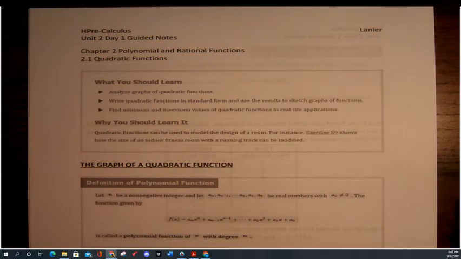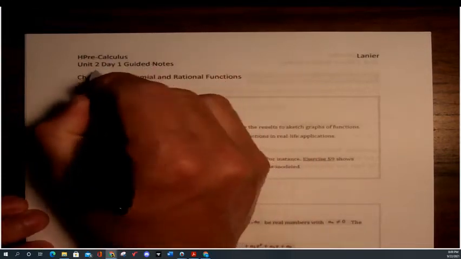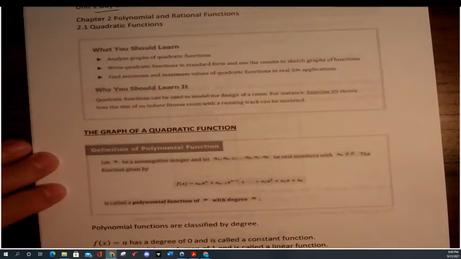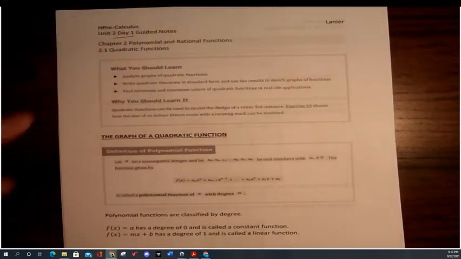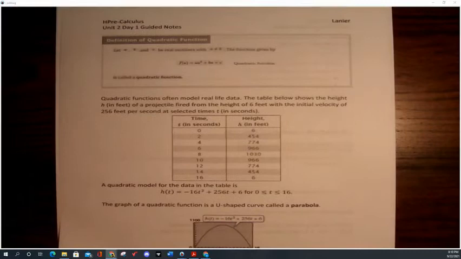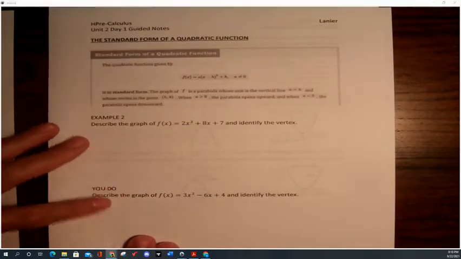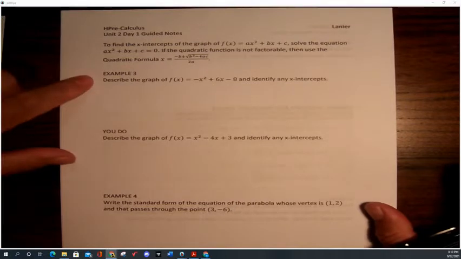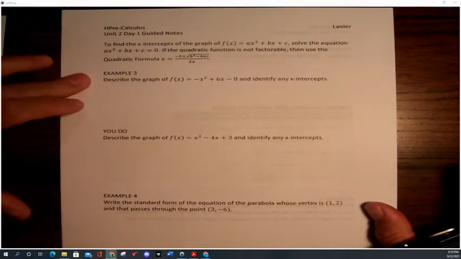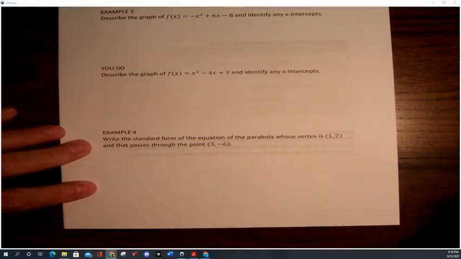This video is going to be me doing the rest of the 2.1 guided notes. Now I know I've gone through this first page here. Let me zoom out. Gone through that first page, we've gone through that second page. Page 3, page 4, I did an example. You did one. Page 5 we're dealing with. I did this example and you did that one. And what I'm going to do is start with example number 4.